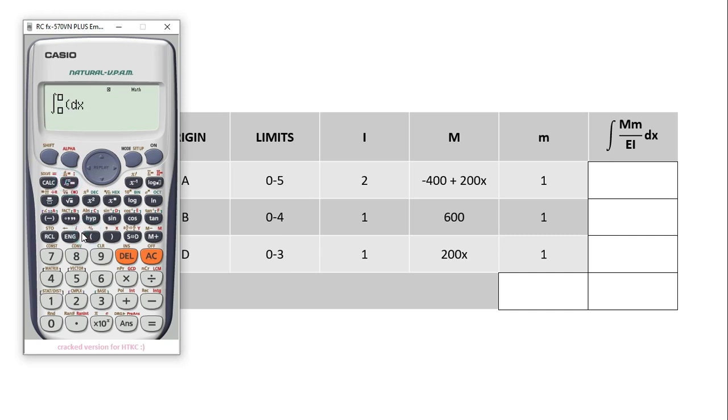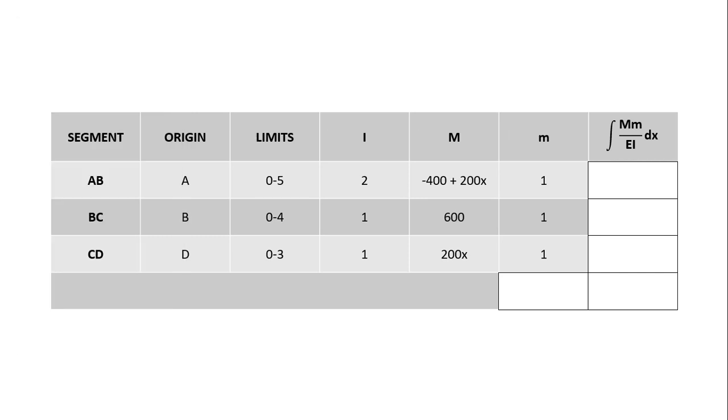Integral of negative 400 plus 200x times 1. Okay, di mo na ilagay yung 1 eh, 1 naman yan eh. So, from 0 to 5. Don't forget to divide it by 2 kasi over EI tayo. Yung I niya ay 2I. Okay, so this is 250 over EI. Okay, positive.